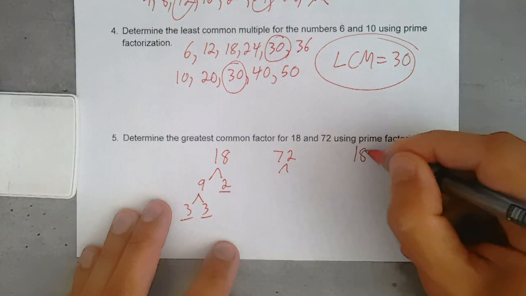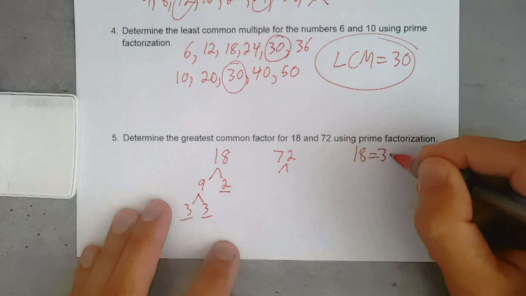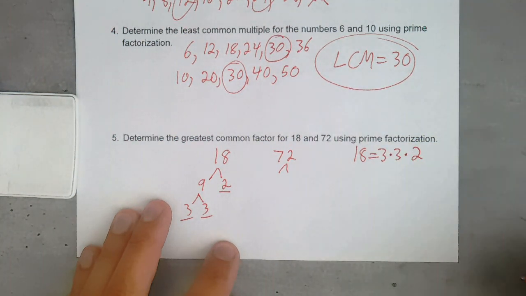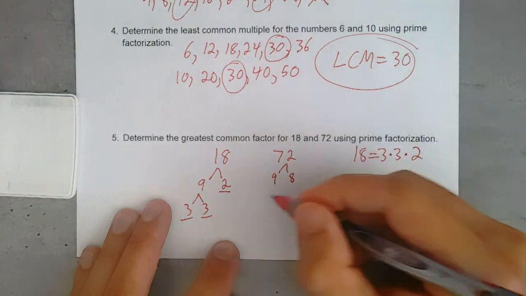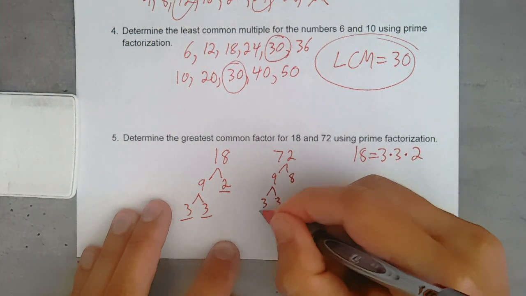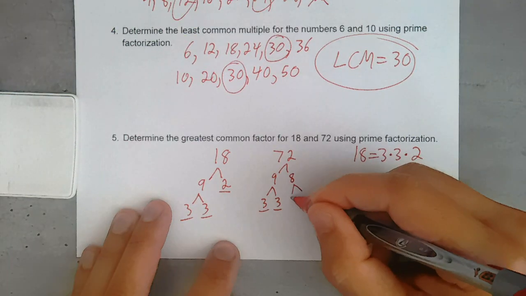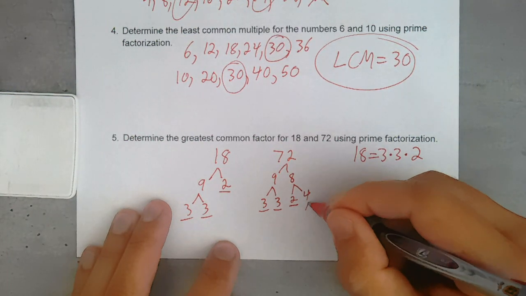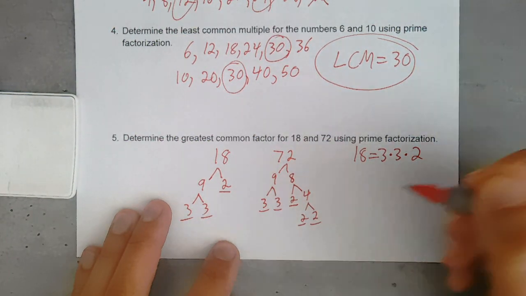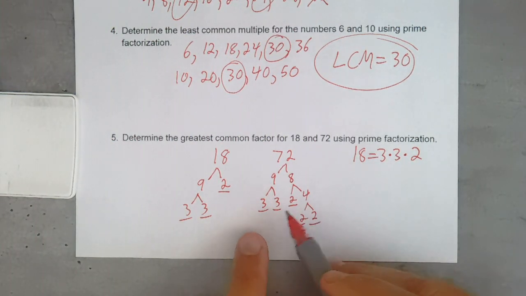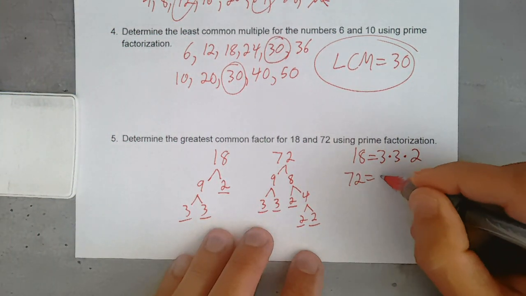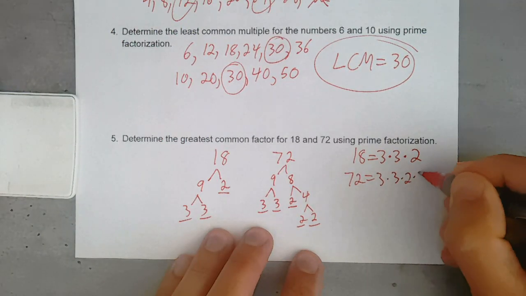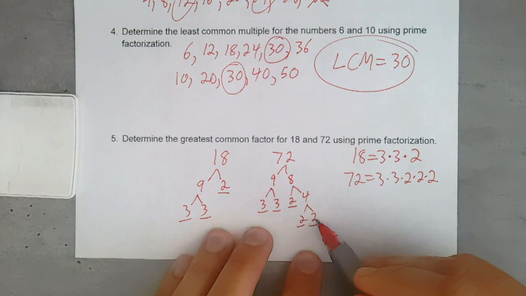So my prime factorization is 18 equals 3 times 3 times 2. Now we'll go for 72. 9 times 8 is one way to get 72. And 9 again is 3 times 3. 8 is 2 times 4. 4 is 2 times 2. You could start these multiple ways, but as long as we get the same primes, we're going to be okay. 72 equals 3 times 3 times 2 times 2 times 2. I have 3 2's there.